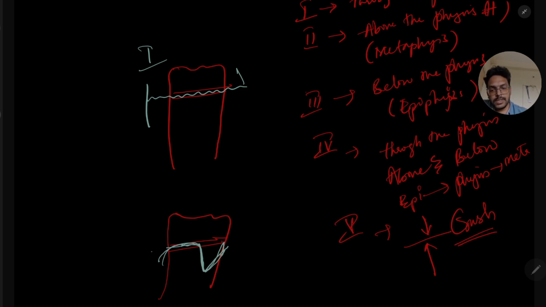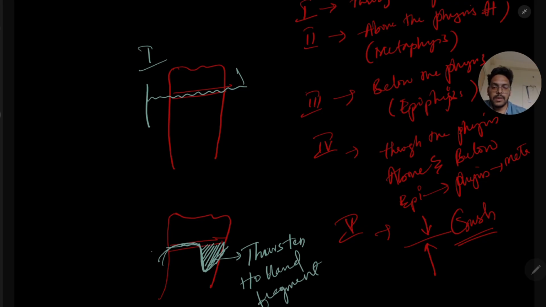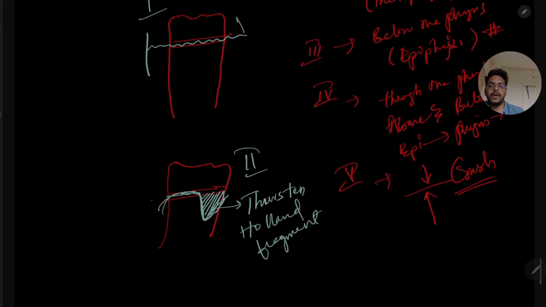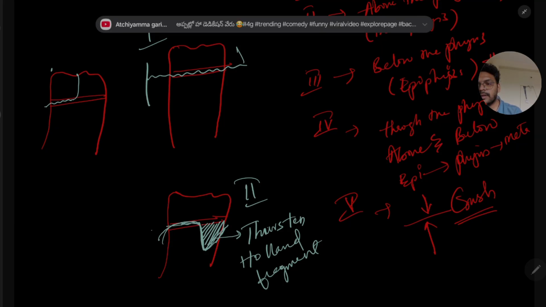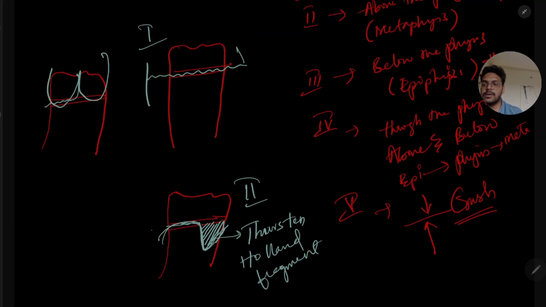Okay, so in the metaphysis there is this fragment forming because of the fracture. This fragment is called the Thurston-Holland fragment. So in type 2 you have the Thurston-Holland fragment. In type 3, it is below the physis, or the epiphysis, the fracture going like this, right? So I'll write 3 like this, reverse 3. Okay, so the fracture is going through the physis and into the epiphysis.